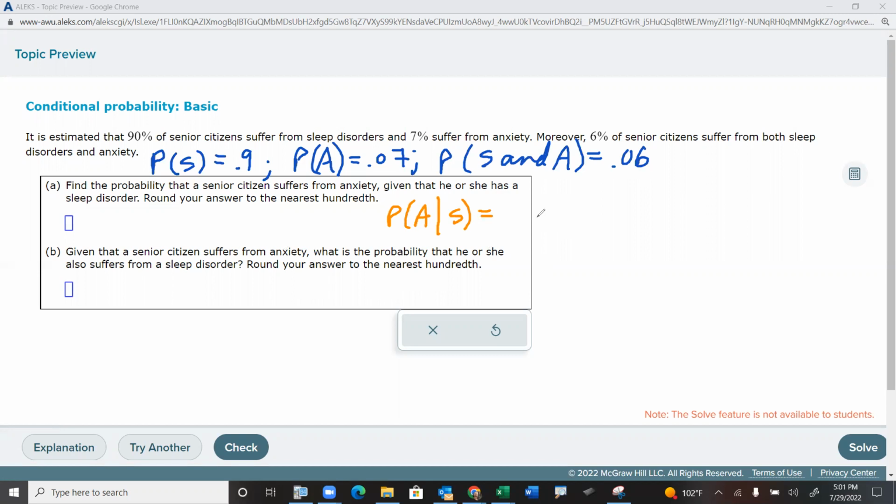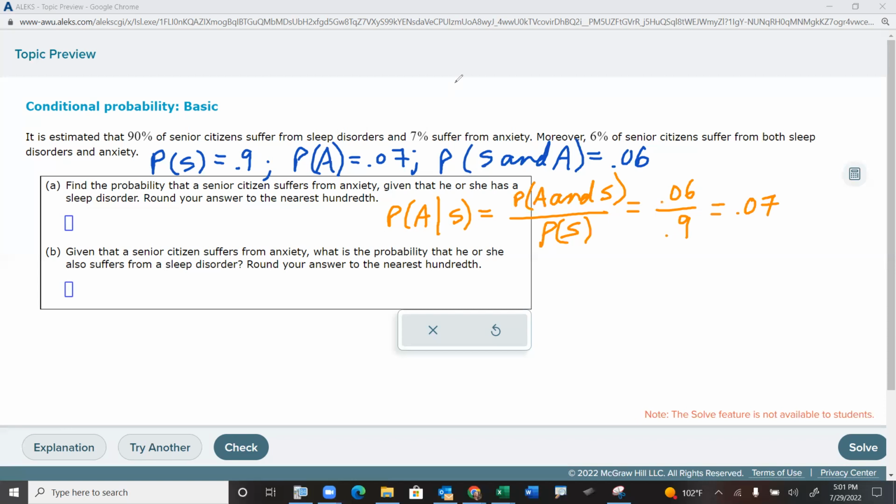Once again, we're going to need that formula. The formula is the probability of the two of them together, with the word and, divided by the probability of that second thing, the condition. So that would be 0.06 divided by 0.9. And that's going to be 0.07. So a 7% chance that you pick a senior citizen at random, they suffer from anxiety, if we're only looking at people with sleep disorders.